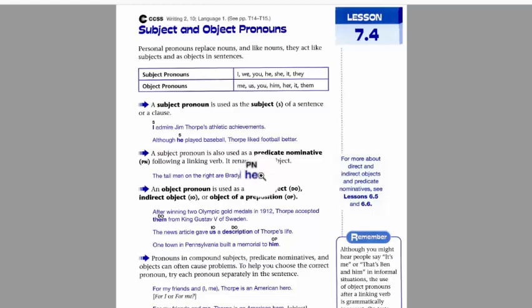It must be he. This is a common mistake. A lot of people will say, for example, the best one in the class is me. It's not correct. It should be I. The best one in the class is I.